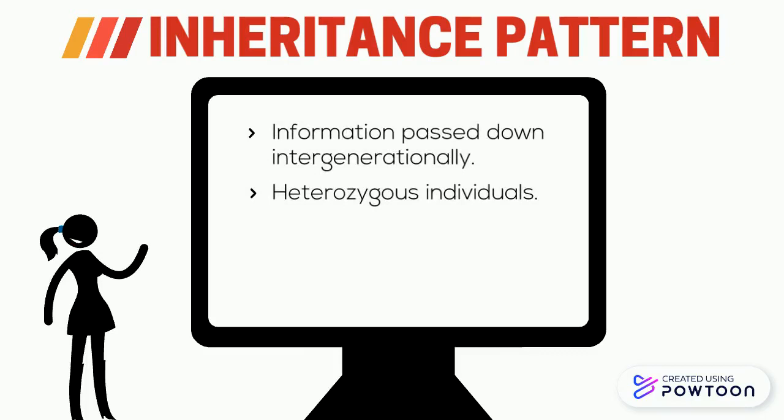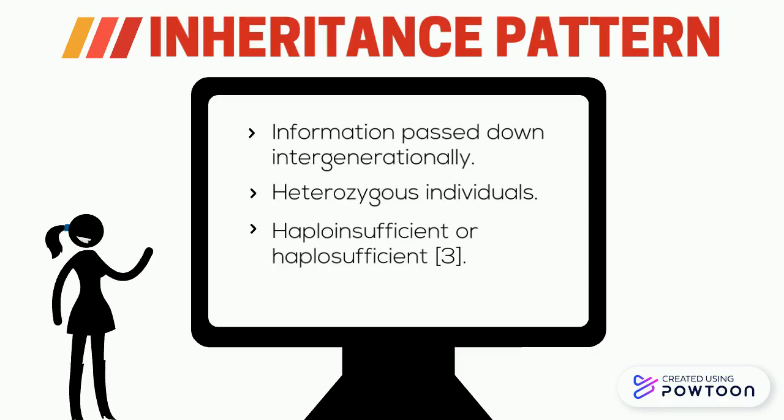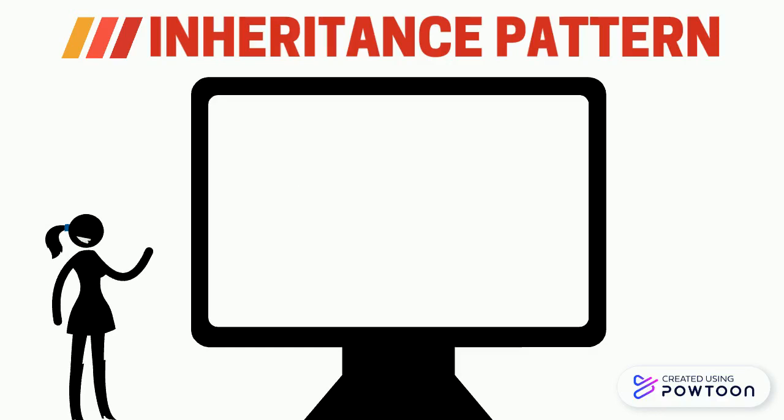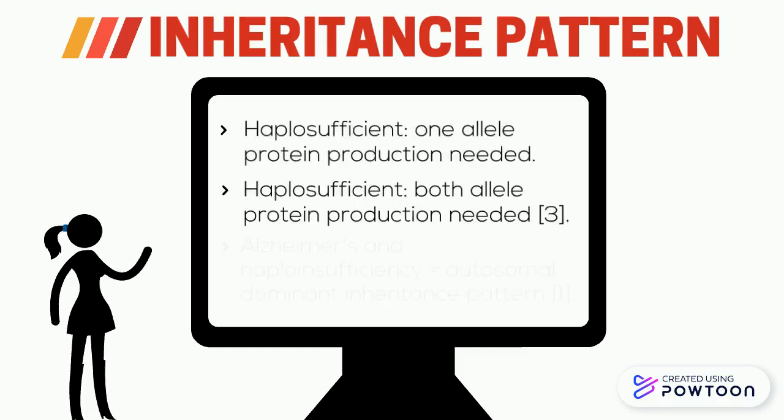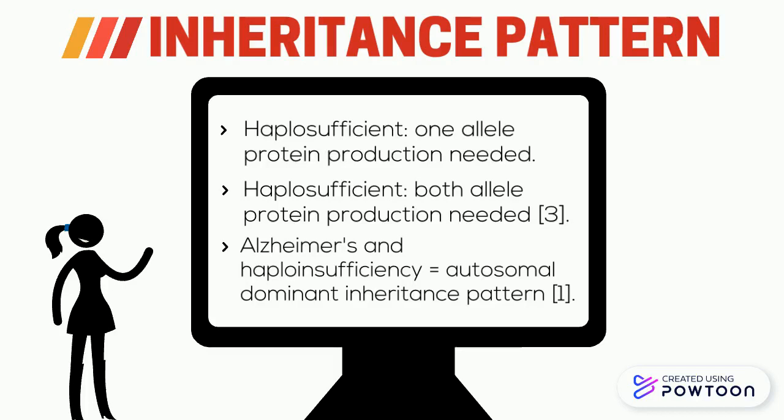They are determined by the ability of an allele to dictate observed phenotype in a heterozygous individual and can be explained in terms of haploinsufficiency or haplosufficiency. The inheritance pattern demonstrated in the disease for the mutated allele in Alzheimer's disease is in a gene that is haploinsufficient. Thus, the protein production of a single allele is not enough for normal cell function and is therefore inherited in an autosomal dominant fashion.